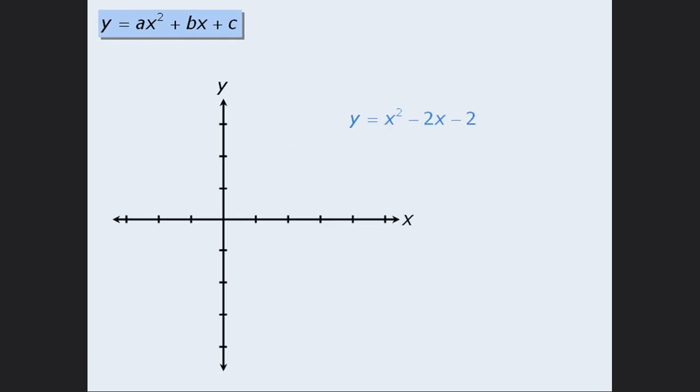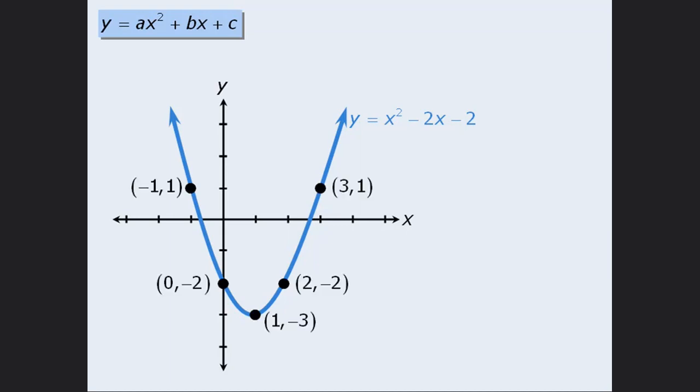Okay, now let's look at an example of a quadratic equation. When we graph this equation, we get the following parabola. Now here's what you need to know for the GRE. First, if a point lies on the parabola, the coordinates of that point must satisfy the equation.